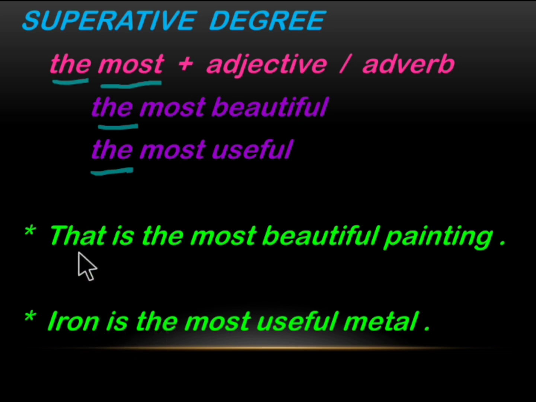Let us see the sentence. That is the most beautiful painting. So we are giving the superlative form, that is the highest degree, that is the best painting, like that is the most beautiful painting, and the is very essential. Iron is the most useful metal. So the most, it gives the highest degree, useful metal.